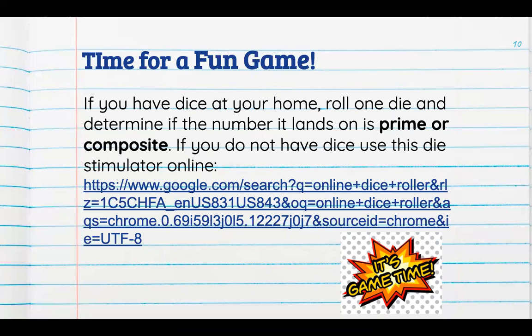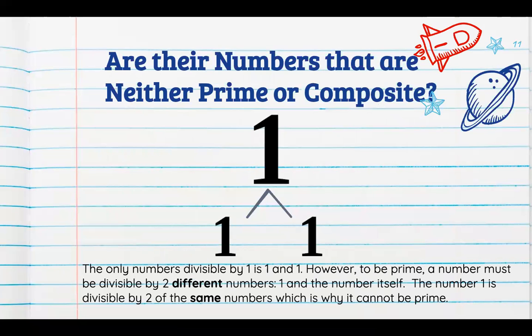Okay, here's a different example. Are there numbers that are neither prime or composite? Well, let's look at the number 1. 1 can only be factored into 1 and 1. So that means the only numbers divisible by 1 are 1 and 1. However, to be prime, a number must be divisible by two different numbers, 1 and the number itself. The number 1 is divisible by 2 of the same numbers, which is why it cannot be prime. So 1 is a number that is neither prime or composite.